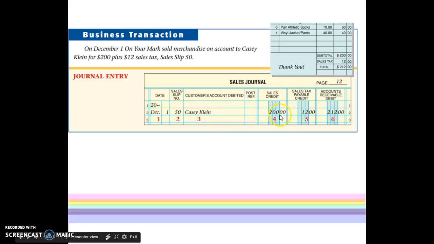We are going to credit sales for $200, which is the amount of the sale. We are going to credit sales tax payable for $12, tax on this transaction. And then the account receivable, the customer is going to have to pay $212 to complete the sale.